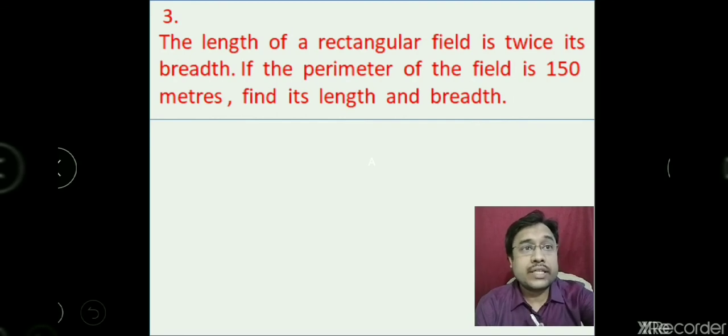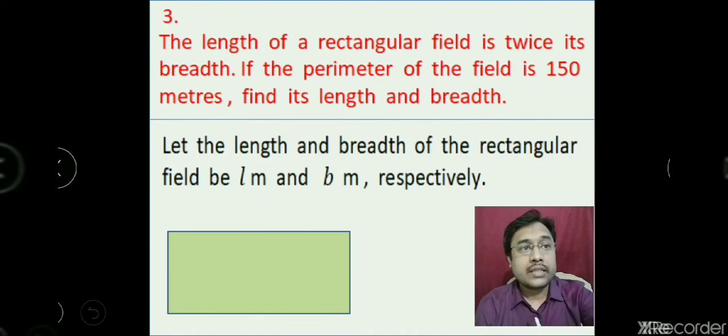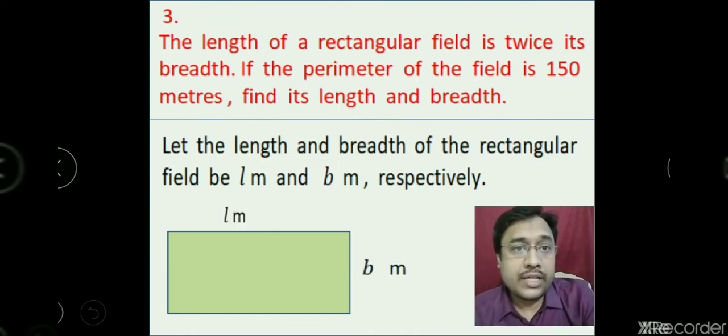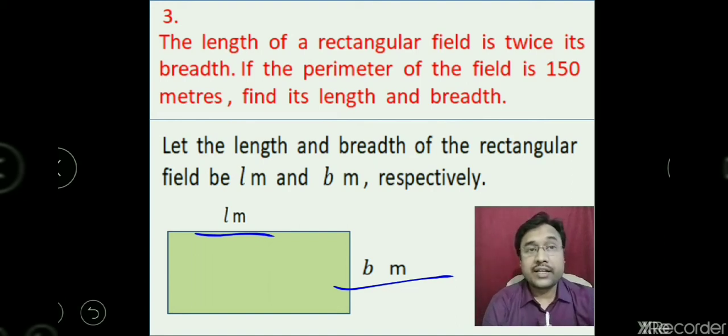So you can take that the length and breadth of this rectangular field are L meter and B meter respectively. So we can have this diagram, with L meter and B meter. Length is given as L meter and breadth is B meter. Now the perimeter is 150.